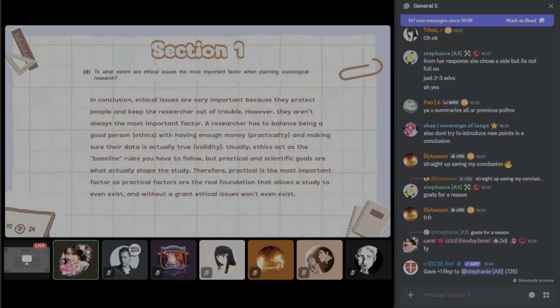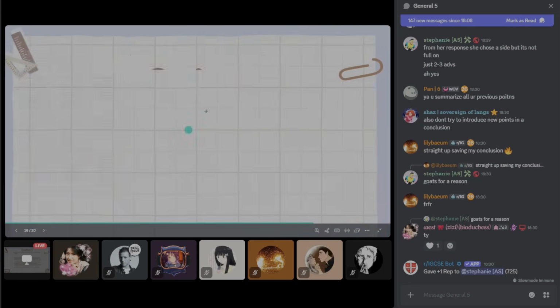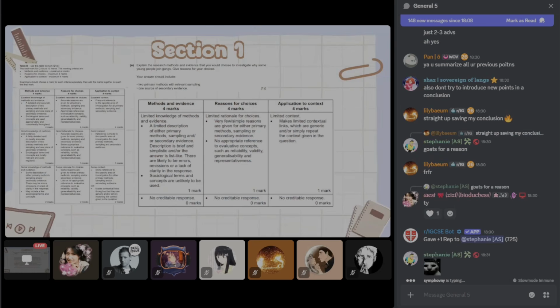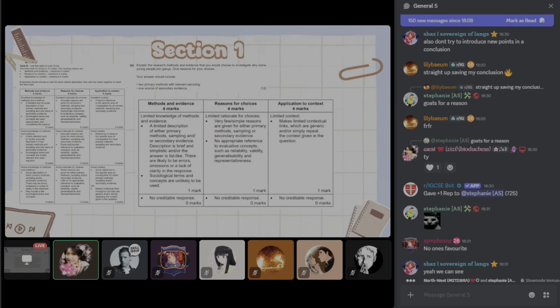All right, let's move on. It's been 1 hour already. So, everyone's favorite question, the 12 mark question. Let's take a look at the mark scheme first. I'm not sure if it's really visible for you guys, but you need to have methods and evidence, reasons for choices, and application to context.